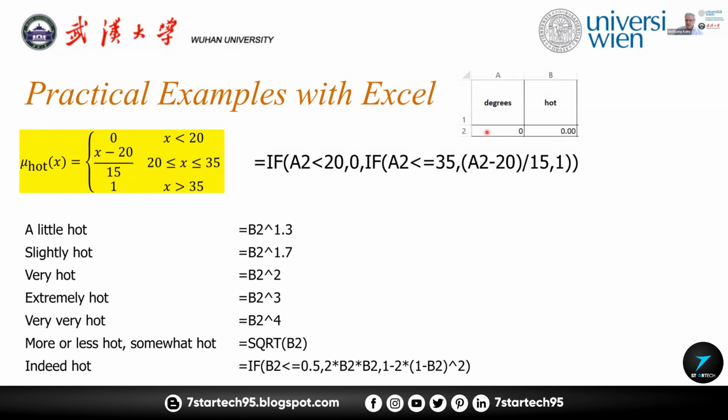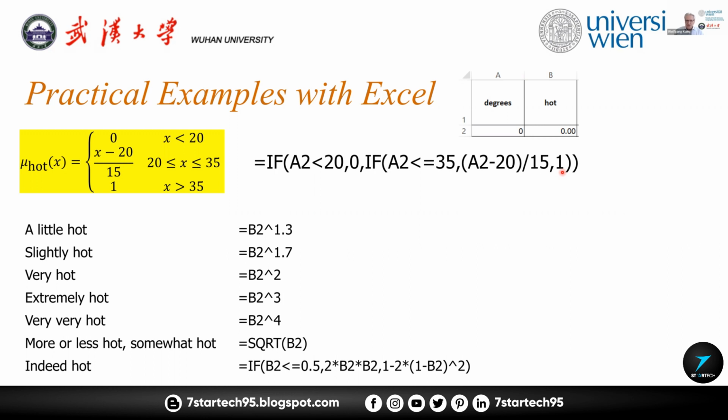So if we have a cell A2 and we want to compute the value in B2, we would say if A2 is less than 20, the result is 0. If A2 is less than or equal 35, the result is X, or in our case, (A2 minus 20) divided by 15. And in all other cases, it is 1, meaning all other cases will be those cases when the value is not less than 20 or less than or equal 35. So meaning for every degree above 35, the result will be 1.